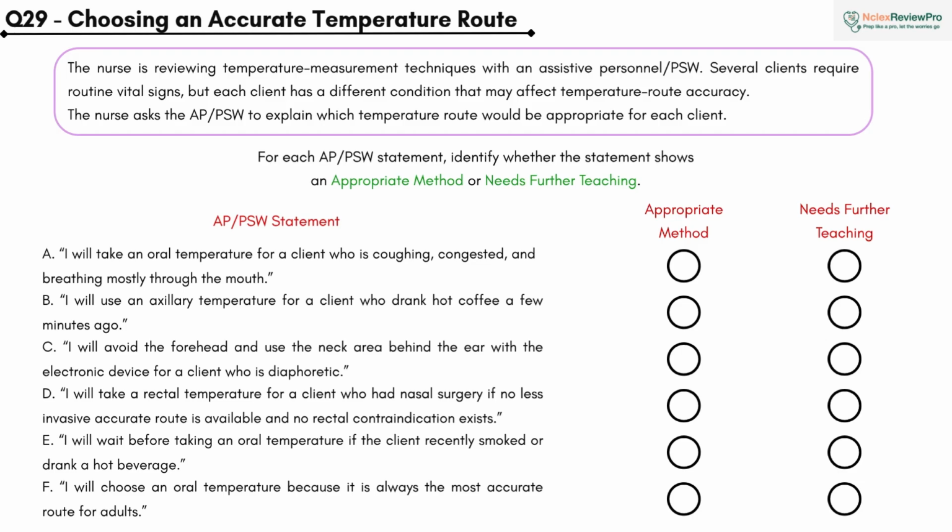Option C, avoiding the forehead and using the neck area behind the ear with the electronic device for a client who is diaphoretic. Option D, taking a rectal temperature for a client who had nasal surgery if no less invasive accurate route is available and no rectal contraindication exists. And option E, waiting before taking an oral temperature if the client recently smoked or drank a hot beverage. And option F, choosing an oral temperature because it is always the most accurate route for adults. Take a moment and think about your answer.